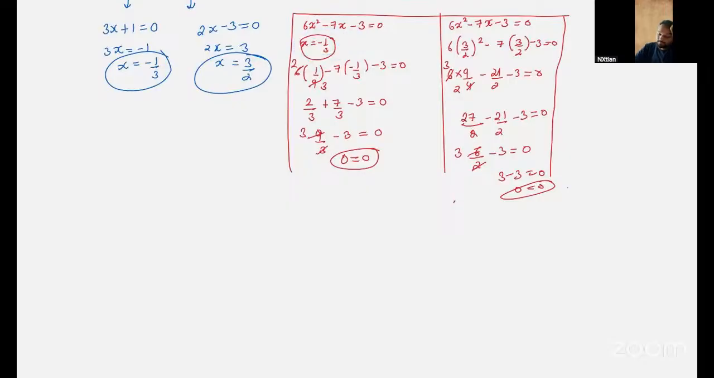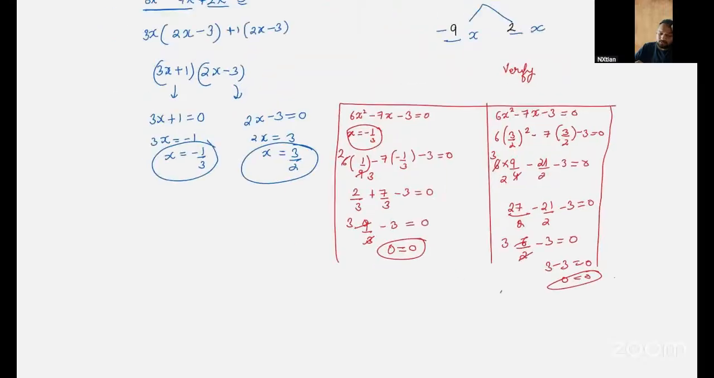Sir, can the factors be 3x plus 1 and 2x minus 3? These are the factors. We need the value. So for the value, we have to equate them to 0. No, sir, I mean, can the factors be 3x minus 1 and 2x plus 3? No, it won't be. If it is, then you did something wrong.